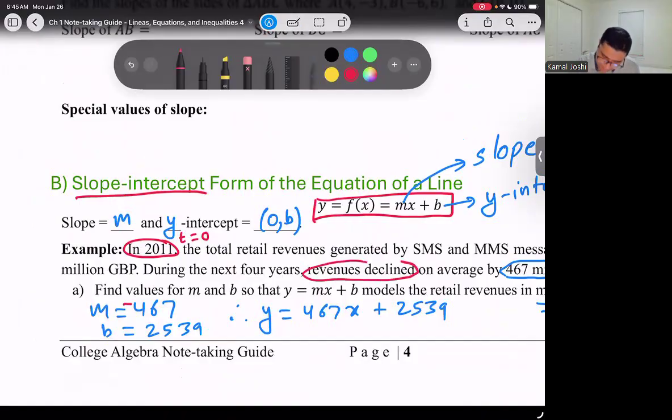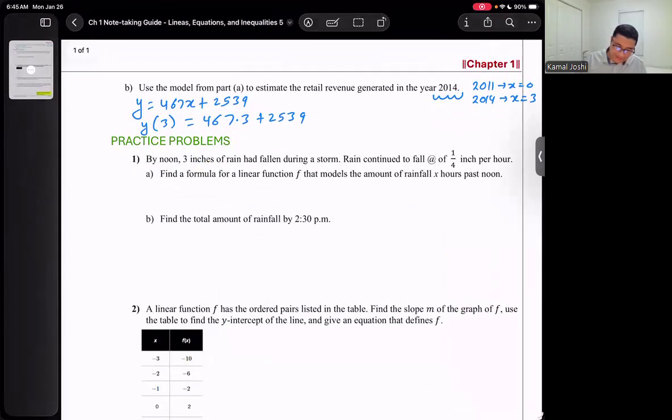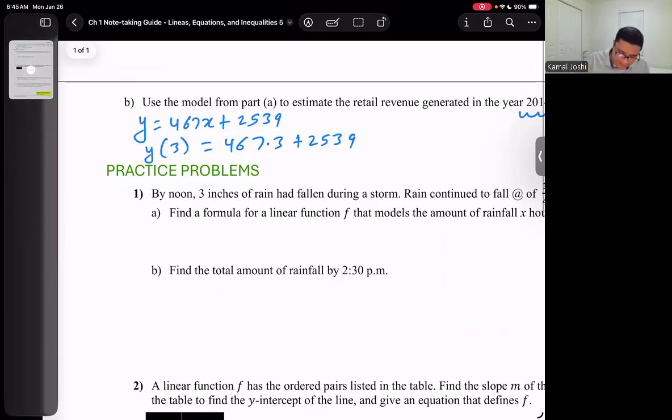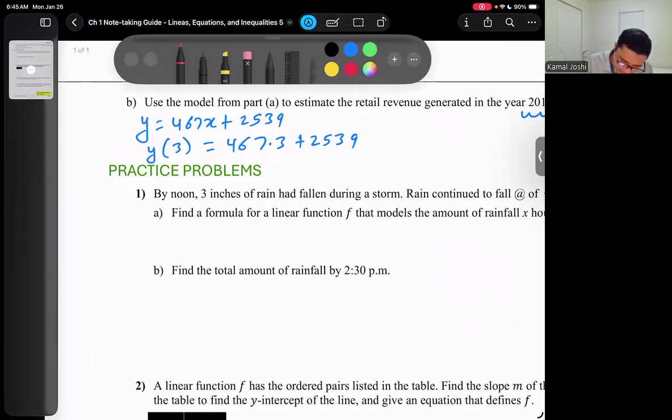Why? The value is 467, but revenues declined. So when we look at the rate of change, we have to consider whether it is increasing or decreasing. Because the revenues are decreasing, our rate is negative here. So the value of m is minus 467. So the model is minus 467. And some of you, if you had been watching this more carefully, you might have been thinking about it until now. And you are not wrong.